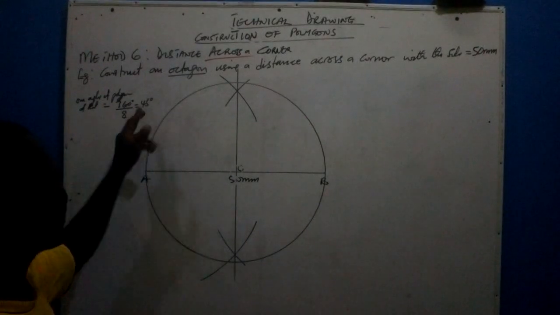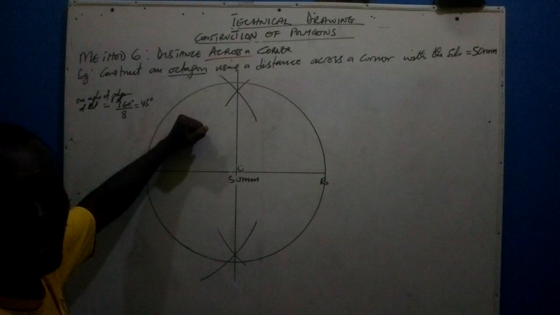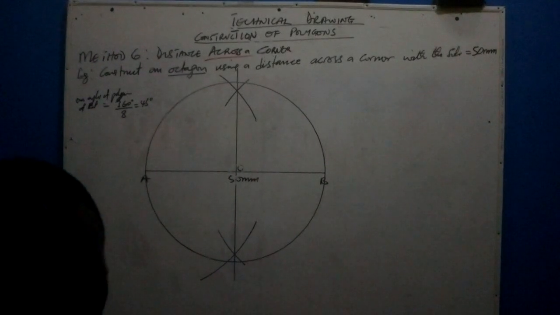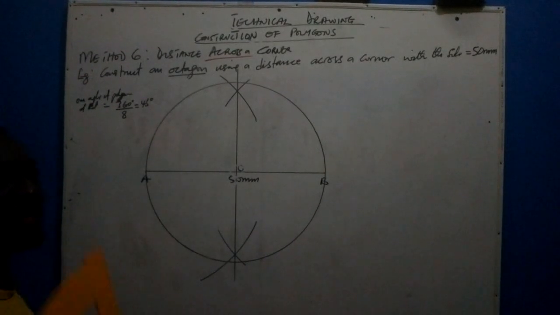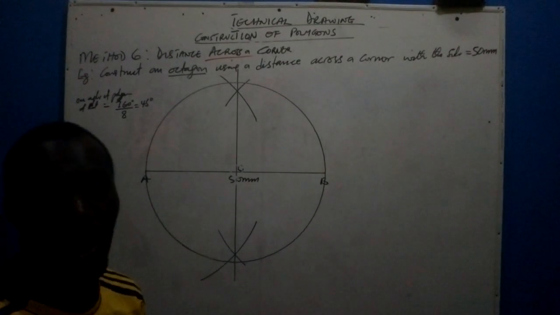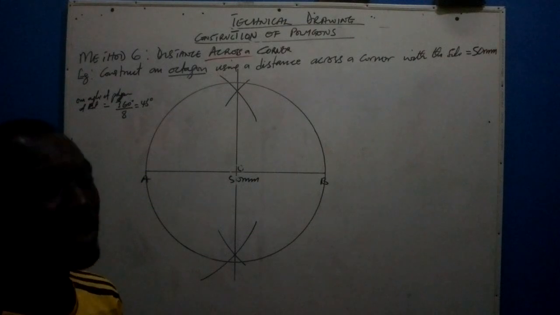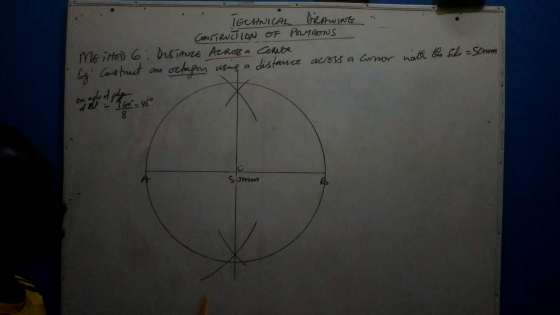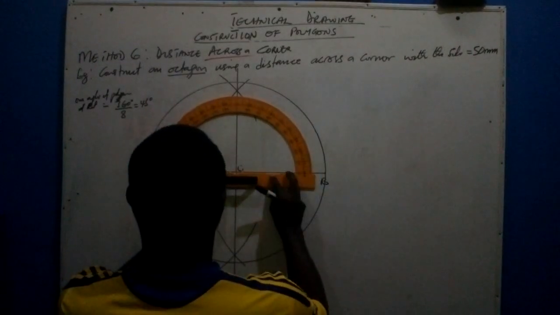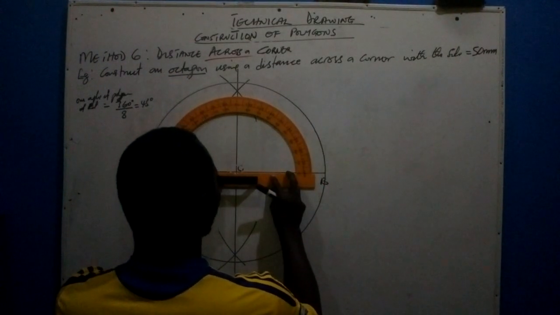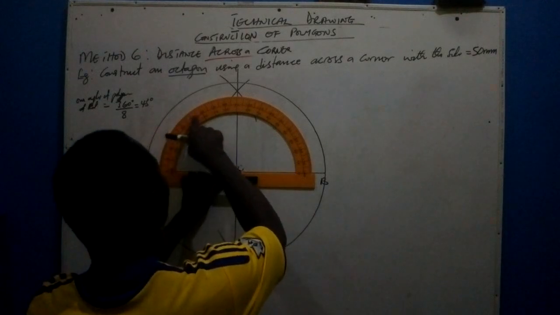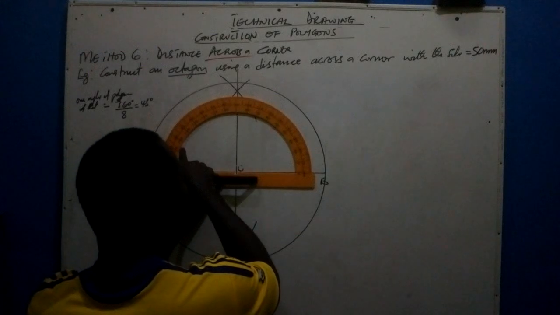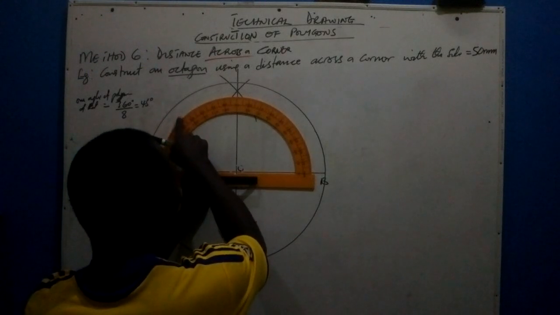Then if 45 degrees, I'll consider one side and bisect that one side to get my 45. Either you use the protractor. Some of the measurements you cannot construct using the compass, unless you use the protractor. But a protractor can be used to measure any angle. Now I have my protractor here. I can obtain my 45 degrees, between 40 and 50, I will get my 45 degrees.